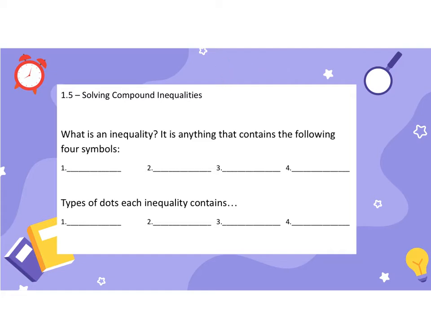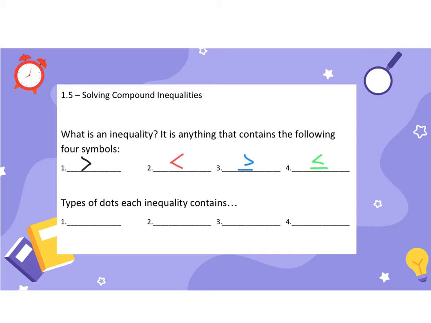Okay, so first up, what is an inequality? Again, it is anything that contains the following four symbols. We talked about what these are. The first one is greater than. Second one, less than. Third one, greater than or equal to. And fourth one, less than or equal to. Hopefully you got all those.